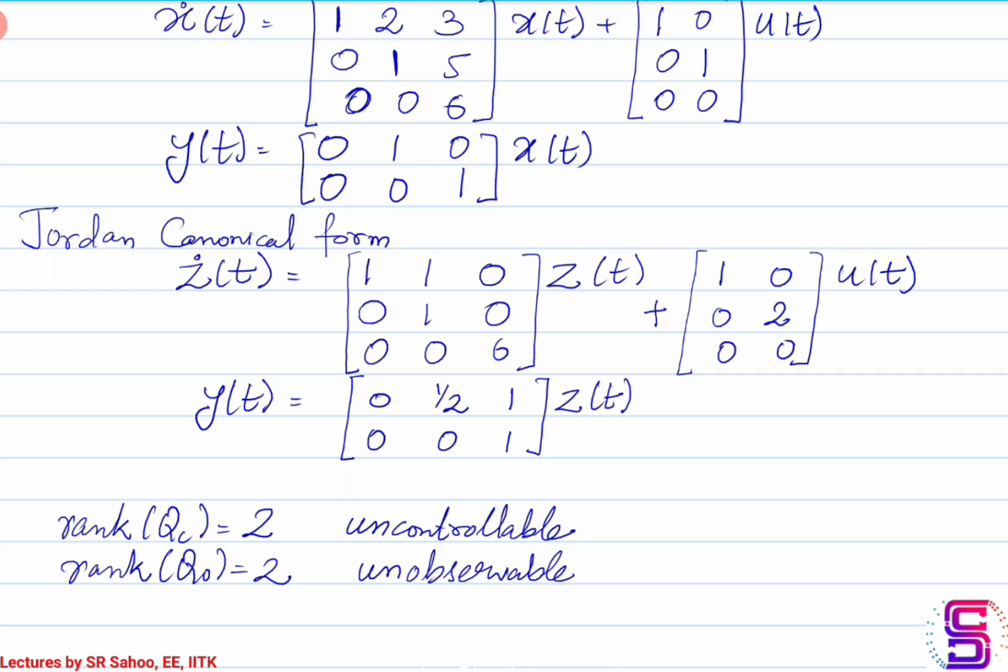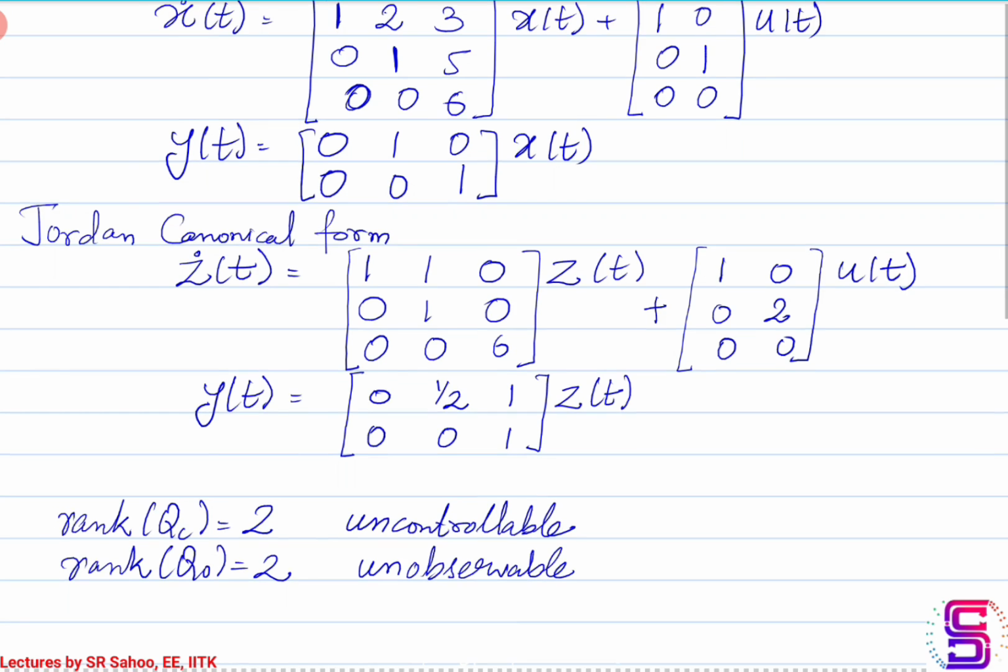Similarly, if you compute the observability matrix and compute its rank, it turns out that the rank of the observability matrix is also 2, so it is unobservable. If the rank of the observability matrix or the controllability matrix had been 3, which is equal to the order of the state space representation, then the system would have been observable, or the system would have been controllable, respectively.